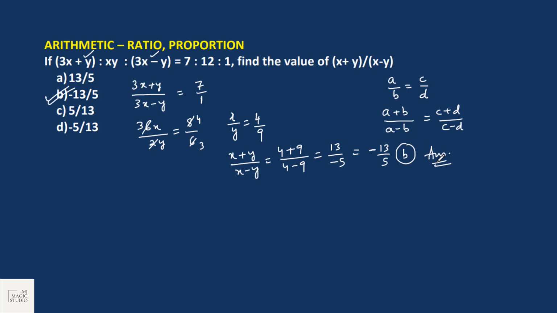Mind it, they are not asking you to find the ratio. They haven't asked you to find x plus y is to x minus y. They have asked you to find the value of x plus y upon x minus y. It can be negative, it can be positive, it can be anything. In this case, it is negative. Option B is the pick.